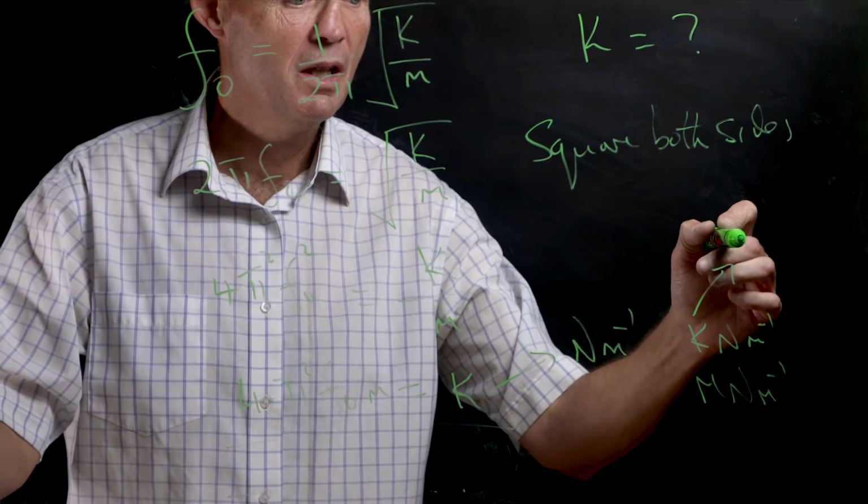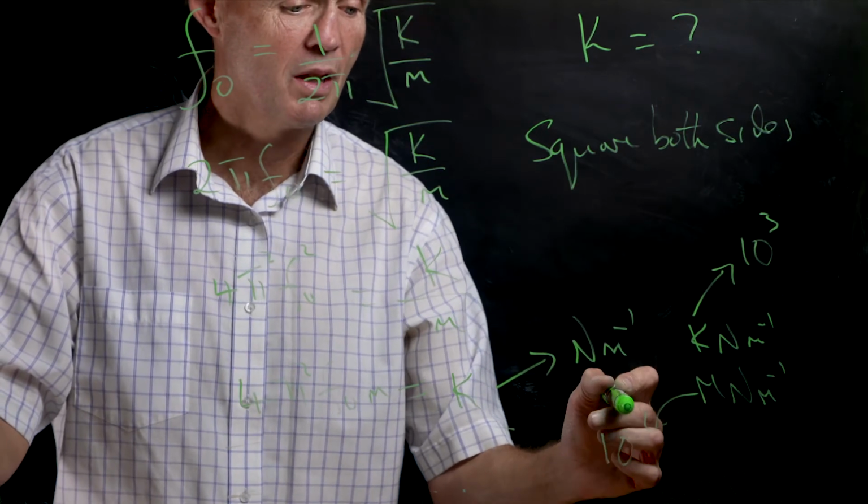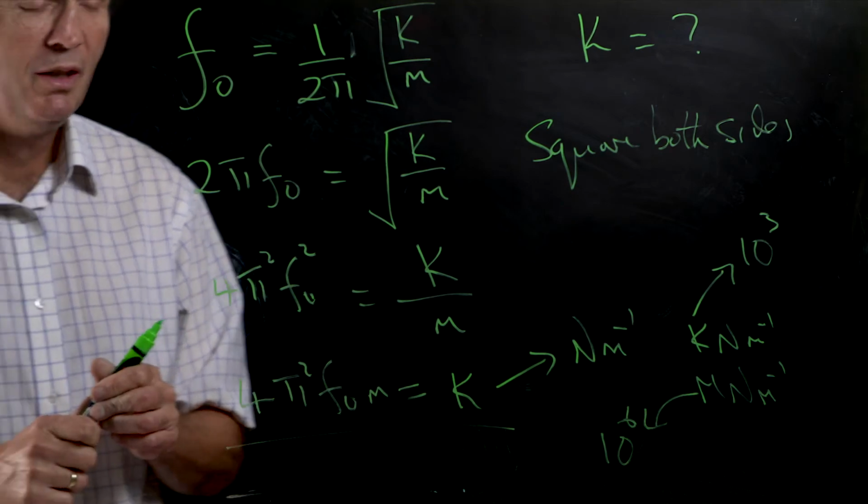In terms of k, it's 10 to the power 3. In terms of m, it's 10 to the power 6. So that concludes that short tutorial on the natural frequency.